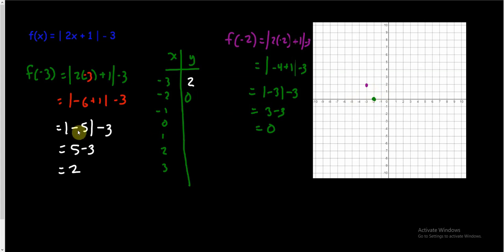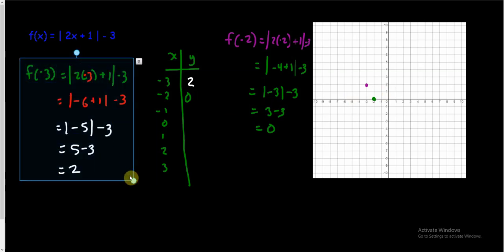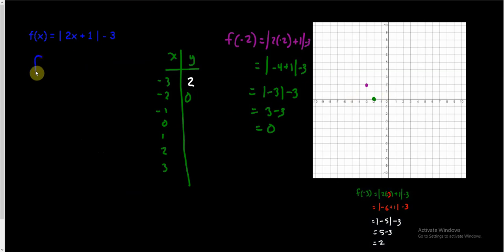Let's try -1. I'm going to go ahead and shrink. Oops, didn't mean to do that. Meant to have a mouse. I'm going to go ahead and shrink this down. Control G. Shrink it down so it's not in our way. Maybe we'll just stuff it over there. And let's try that one. What was it? F of -1.